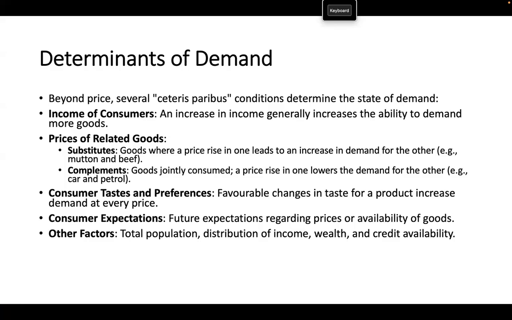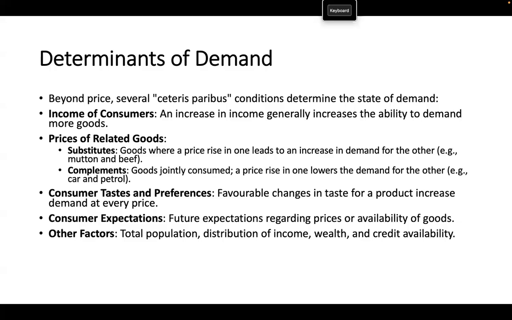We all know that the demand for a product is affected by prices. So when we put prices aside, other factors determine demand. In the law of demand, we said that ceteris paribus, when all other things are equal, the higher the price, the lower the quantity demanded. So what are all the other factors that are being held equal? There are some other factors that determine demand. The first factor is the income of the consumer.